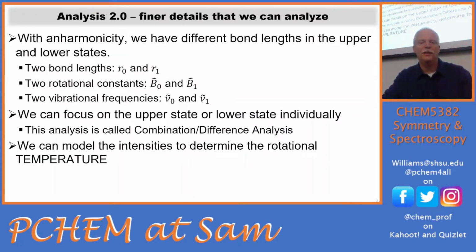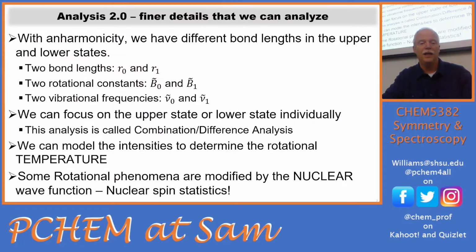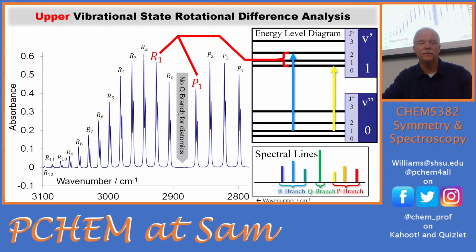We can also model the intensities to determine the rotational temperature. So we could look at a gas phase Rovibrational spectrum and model the temperature looking at those intensities. And then some of these rotational phenomena are modified by the nuclear wave function. So here's our difference analysis.